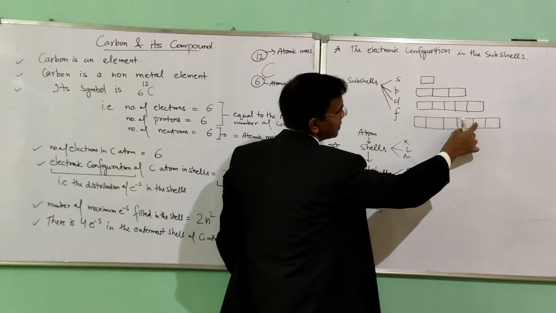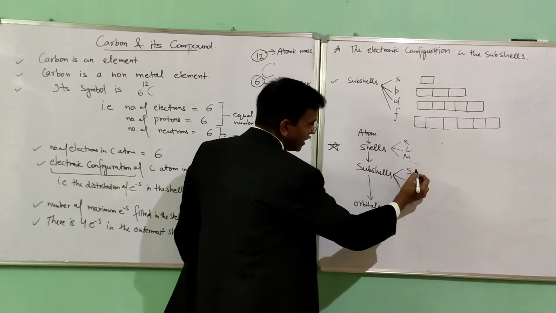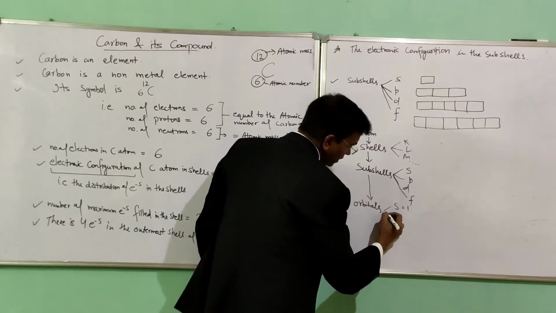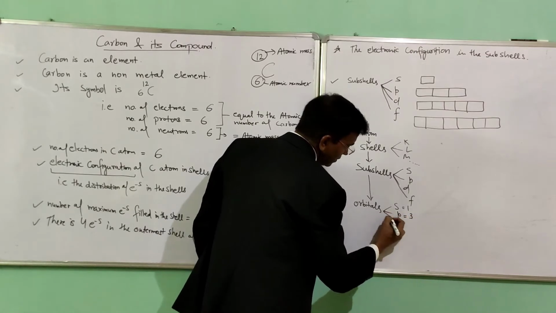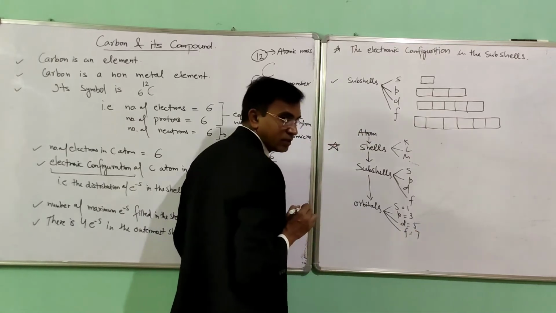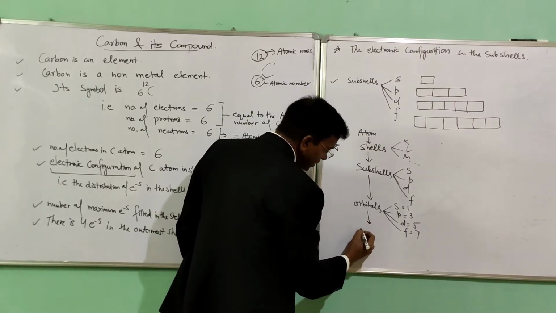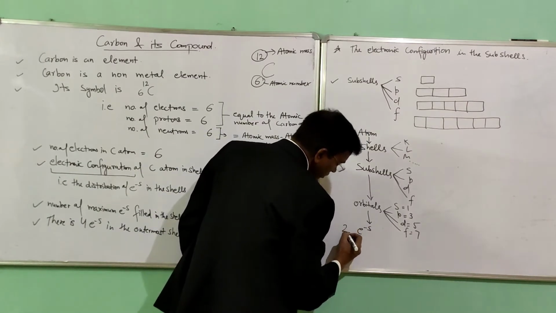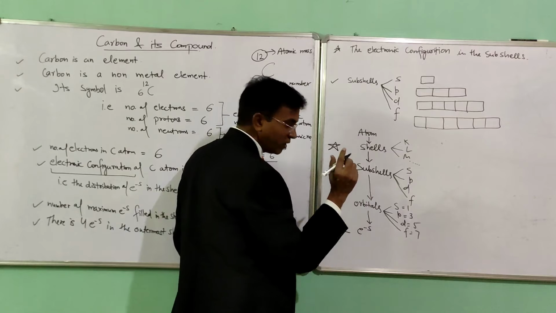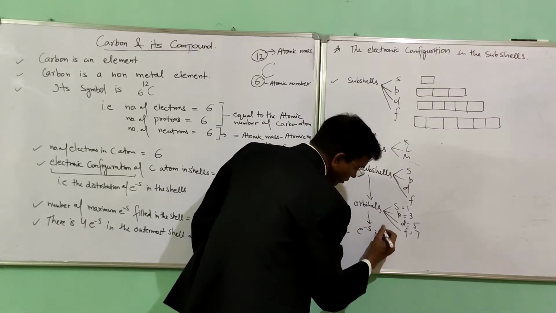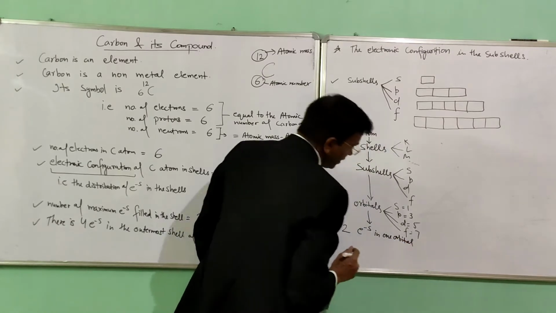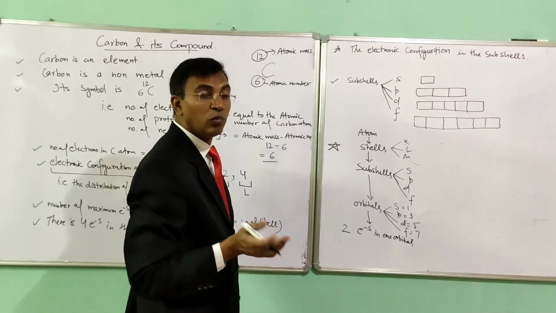S has 1 orbital, P has 3 orbitals, D has 5 orbitals and F has 7 orbitals, right? In orbitals the electrons reside. There are 2 electrons in one orbital, and they are spinning oppositely.